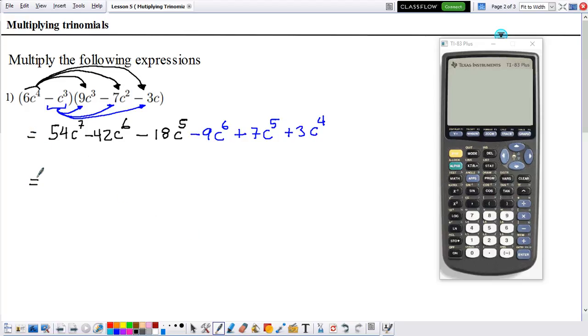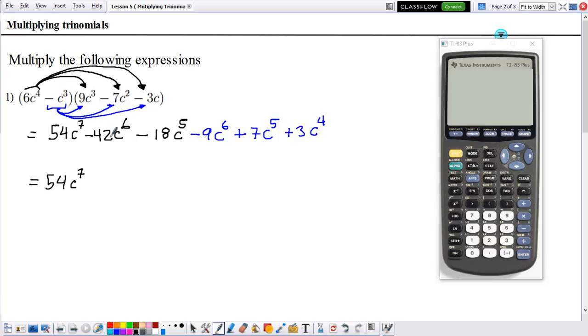And the last thing that you should do is try to see if you can combine any like terms. I'll always verify from highest exponent to lowest exponent. So notice here that the highest exponent is 7. Is there any other term that has c to the 7? No. So there's nothing to combine it with. So we're going to bring it down as part of the final answer.